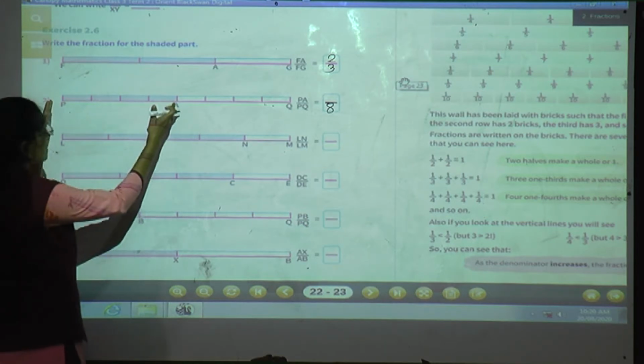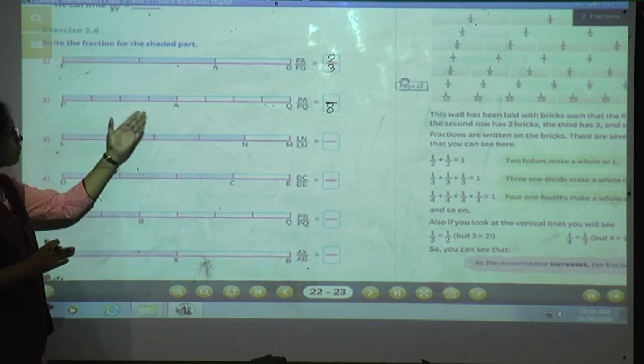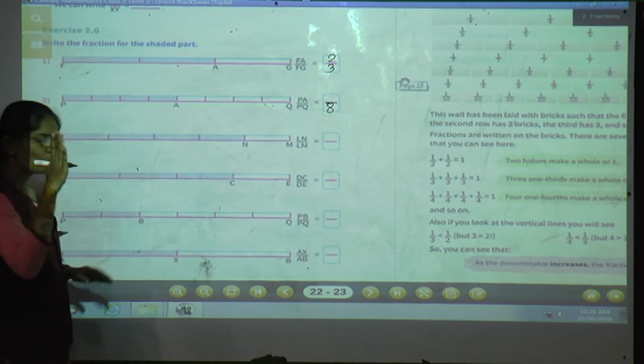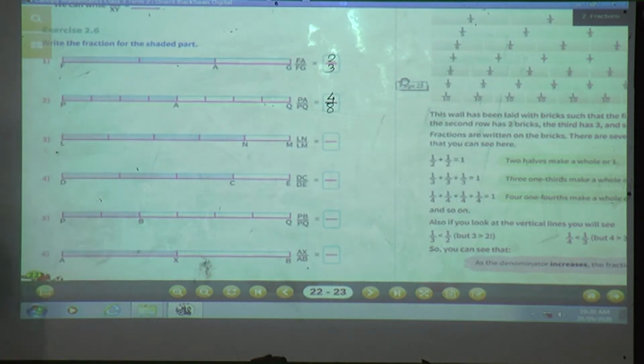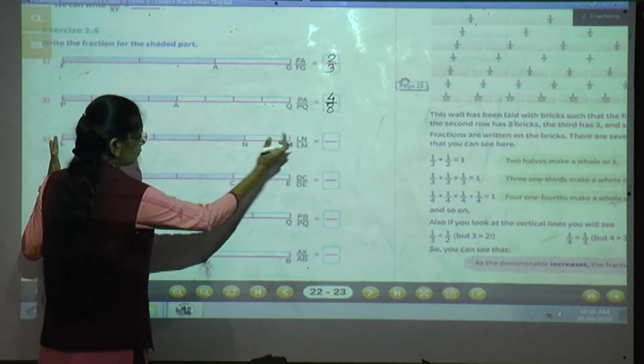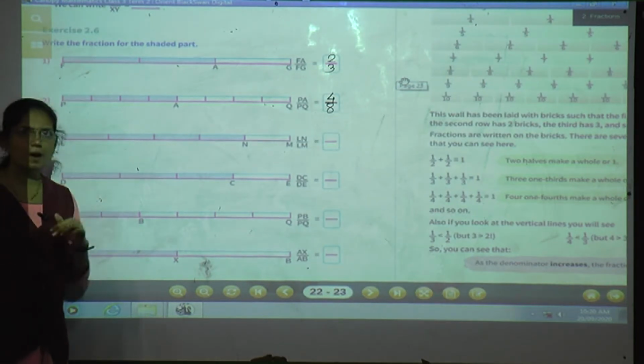See, this is the PA. PA means shaded parts. How many parts can you see here? 4 parts are shaded. So PA upon PQ, the fraction of the shaded part, is 4 by 8. Then third one. Now see, this is LM. LM is equal to what? LM is divided into how many parts?